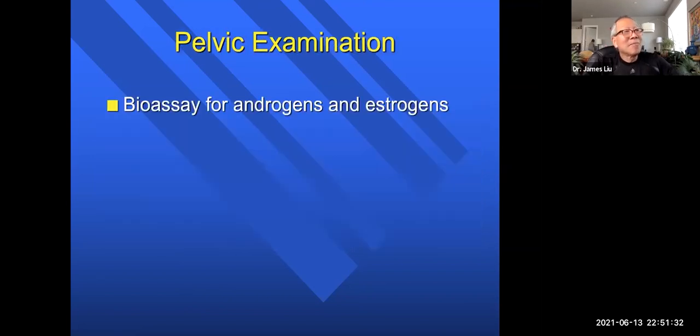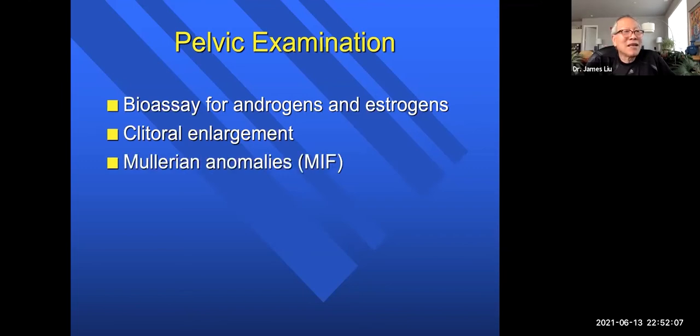Now we're down to the pelvic examination, a bioassay for androgens and estrogens in the lower pelvis. Look at clitoral enlargement. The normal size can vary from individual to individual, but if it's bigger than your thumb, then this is definitely clitoral enlargement. And usually folks have characterized it as greater than 1 centimeter in terms of the shaft diameter. There may be Müllerian anomalies that you will notice, i.e. just a blind vaginal pouch, which would explain the amenorrhea.